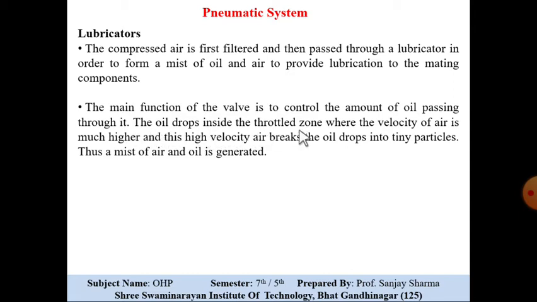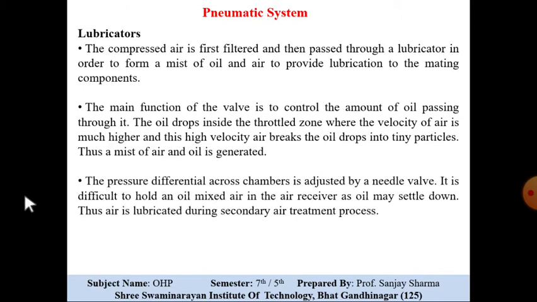The oil drops inside the throttle zone, where the velocity of air is much higher. As this high velocity air breaks the oil drops into tiny particles, a mist of air and oil is generated. So, by throttling action, the velocity of air is higher, and this high velocity air breaks the oil drop into tiny particles, and it gets into mist form. And as it comes in mist form, it gets mixed with the air.